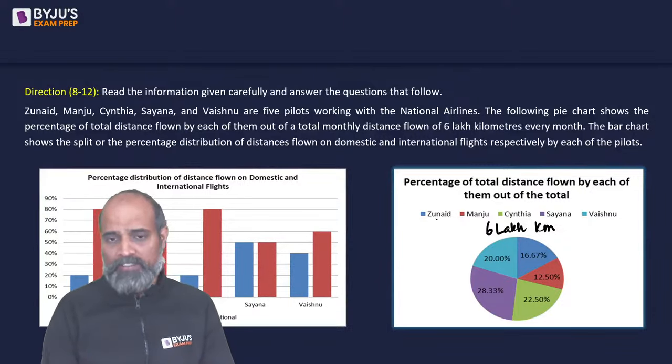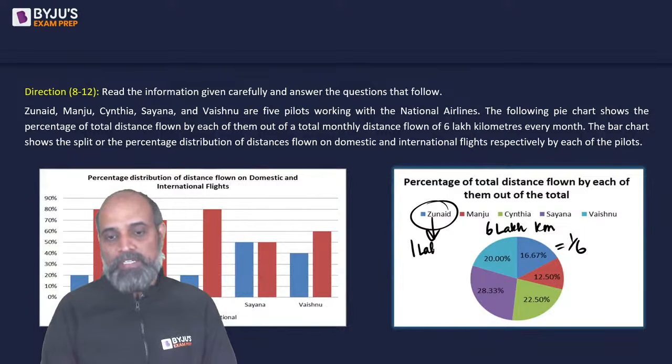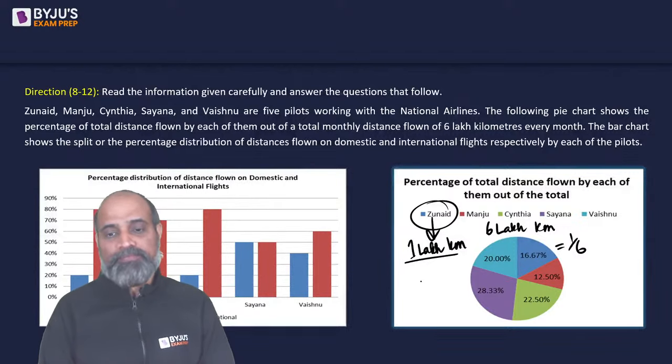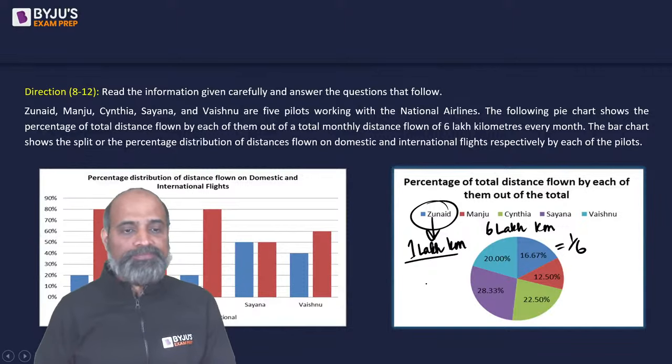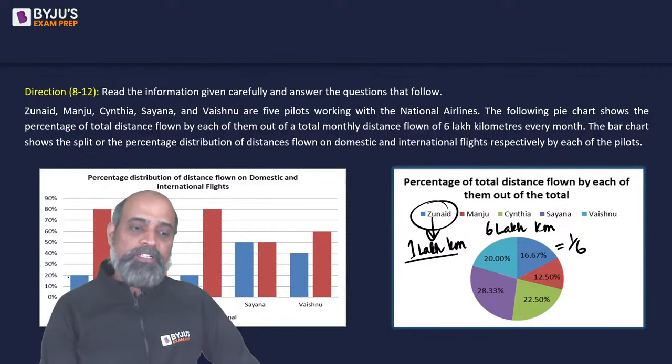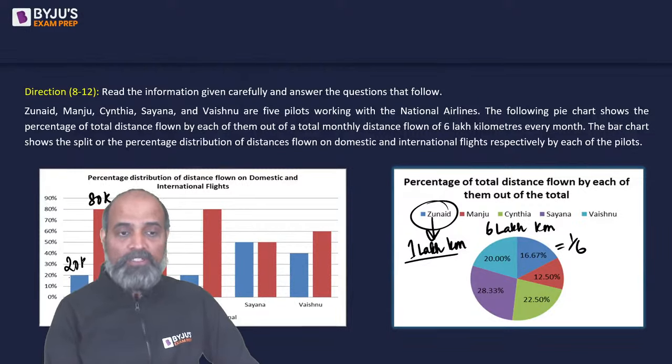Let's talk about Zunaid. So Zunaid takes 16.67%, which is 1/6 of 6 lakh kilometers. So Zunaid flies a total of 1 lakh kilometers. Okay, 16.66, I believe everybody is aware it's 1/6. Okay? Out of those 1 lakh kilometers, 20% is domestic while 80% is international. So 80,000 kilometers is international and 20,000 kilometers is domestic.